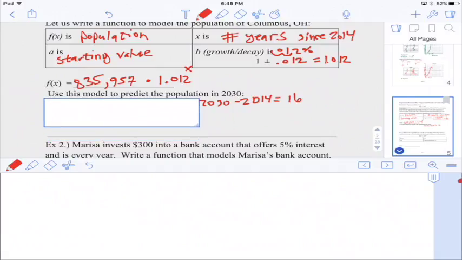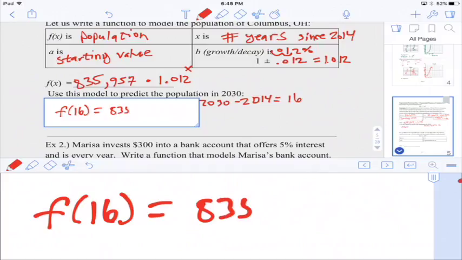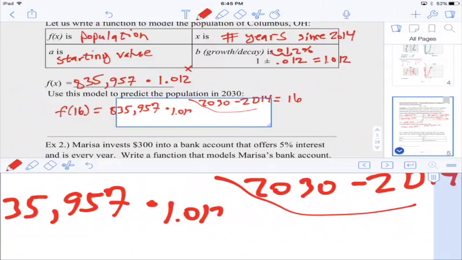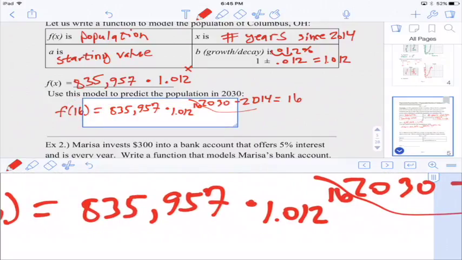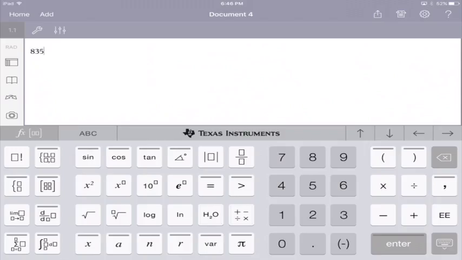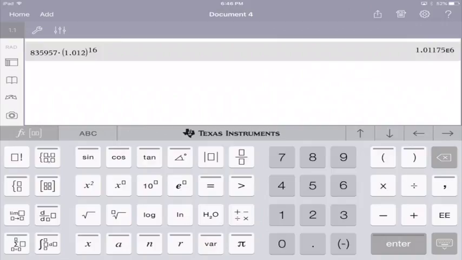You can say f of 16 equals 835,957 times 1.012 to the 16th power. I can actually use my calculator to find all of that for me. So there you see I have it typed in exactly the way I wrote it. I hit enter, and I get it in scientific notation.